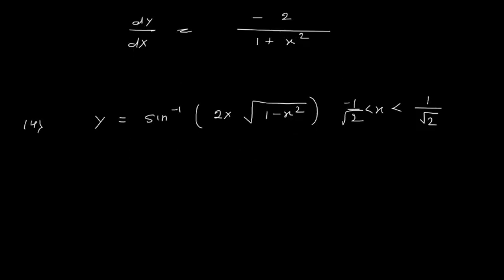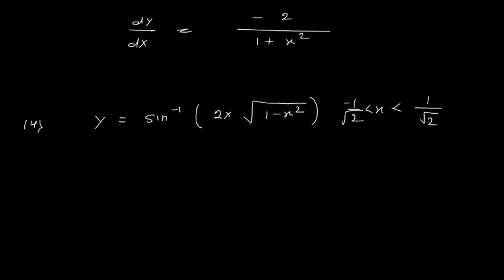Now the 14th problem is y equals sine inverse of 2x root of 1 minus x square. Here you have to convert it in sine. You remember the formula 2 sine theta cos theta is sine 2 theta. So if it is possible, you do that. Here if I put x equals sine theta, it will become 2 sine theta, and 1 minus sine square theta will become cos square theta, and as it is in square root, it will become cos theta.